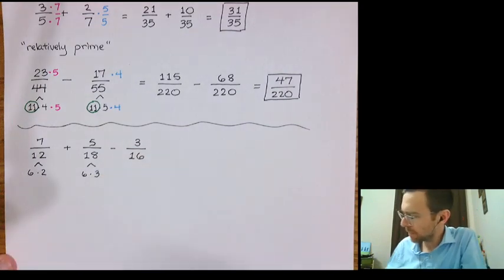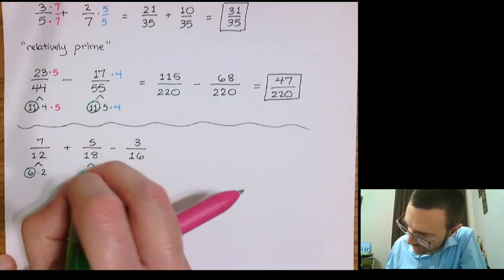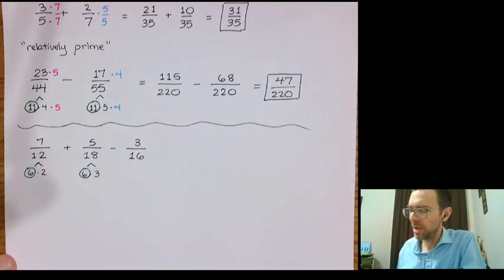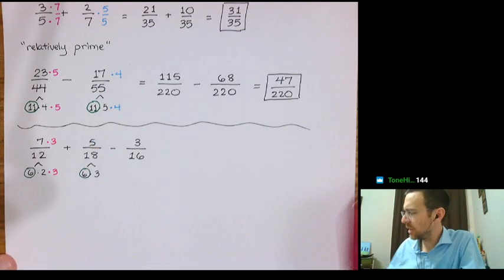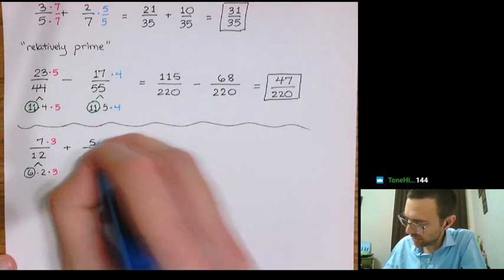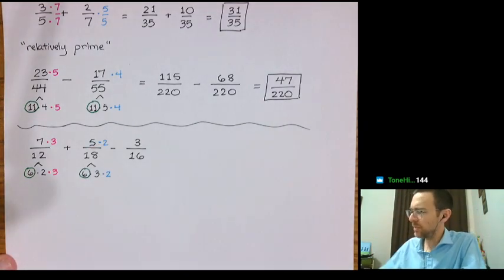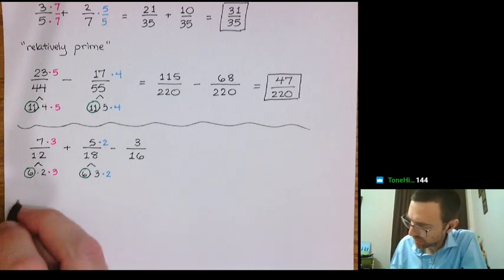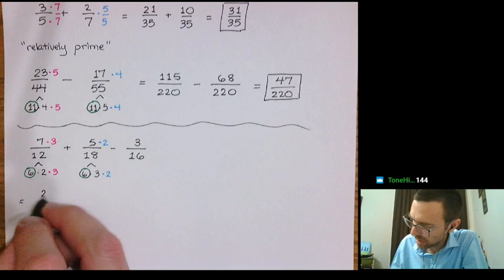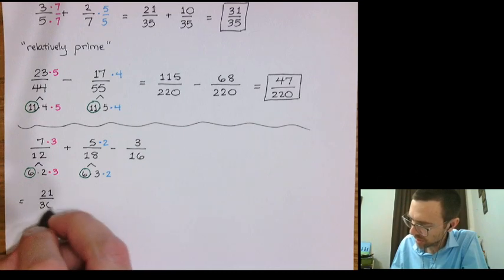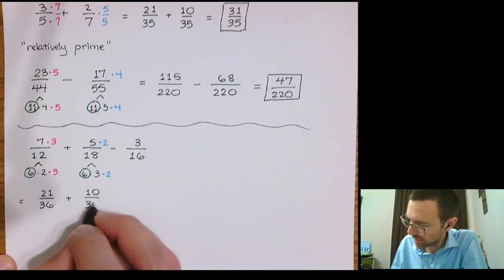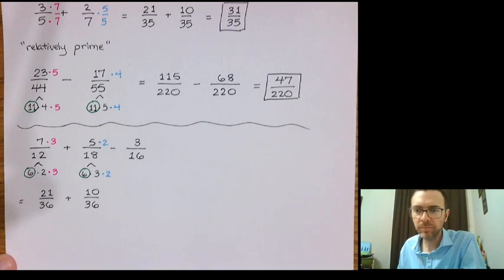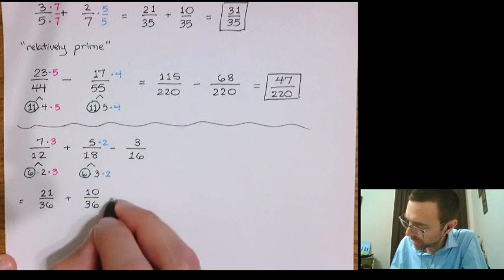And again, I'm going to come back to that guy. So if I do this, where these guys already have the same factor of 6, this one's missing a 3. And this guy is missing a factor of 2. So when I put these guys together, we get 21 over 36 plus 10 over 36, right? 144 is the LCD? Maybe. Let's see what happens.